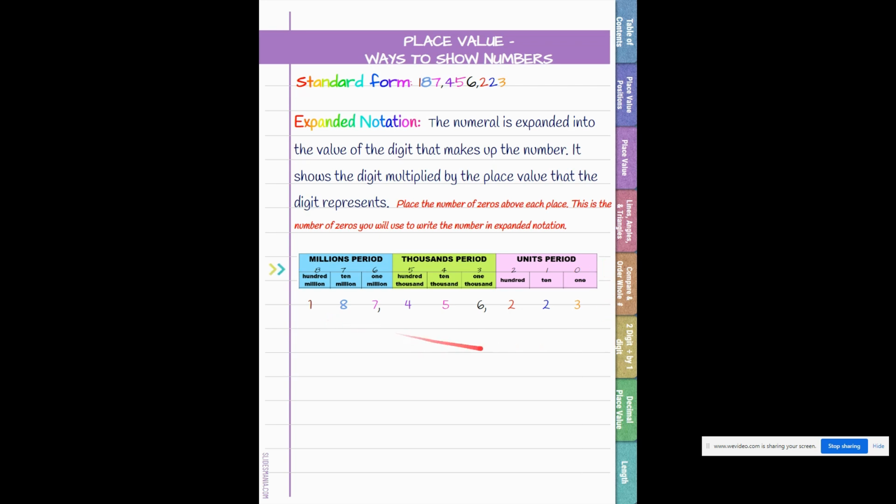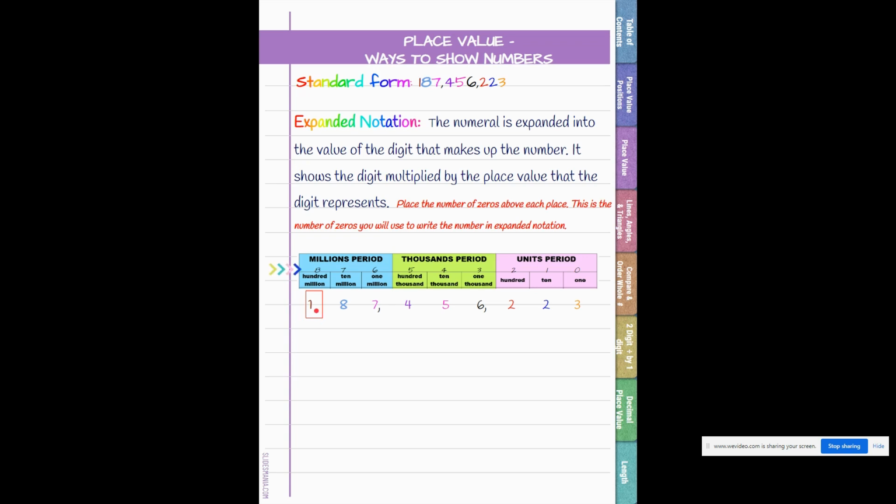Okay, so let's take the number 187,456,223 and write it in expanded notation. So let's begin with our 1. Our 1 is in the hundred millions place. So we're going to begin by writing, we put parentheses between each of the places, and then we put the add symbol when we're adding each place. But I'll show you that, I'll model that for you.